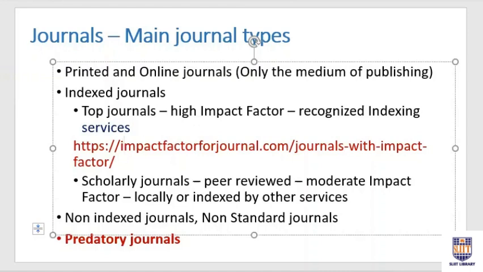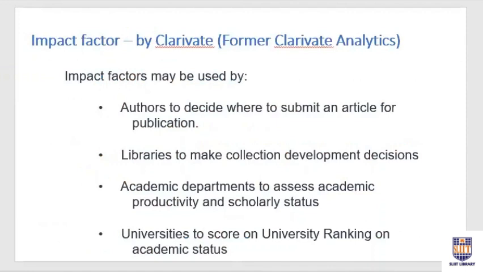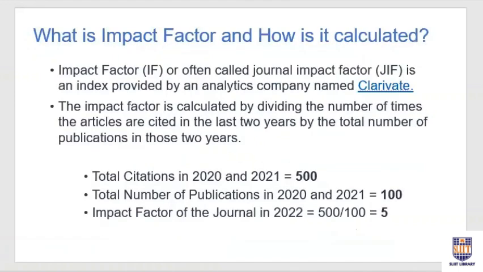There are many journal titles there, and not only the authors, the libraries also make collection development decisions by looking at the impact factor, and also the academic departments to assess the academic productivity and scholarly status of their academics as well as their journals, and also universities to score on university ranking on academic status. So what is impact factor and how is it calculated?